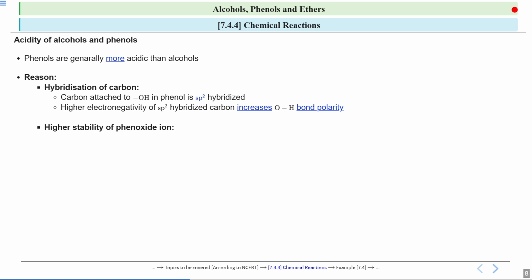Another reason could also be that in case of phenols, if we talk about the phenoxide ion, that is when your oxygen has donated its H plus, so it will be O minus. That is the phenoxide ion. Now in O minus, the electron density on oxygen is not localized; it is delocalized. Why? Because it is taking part in the resonance.